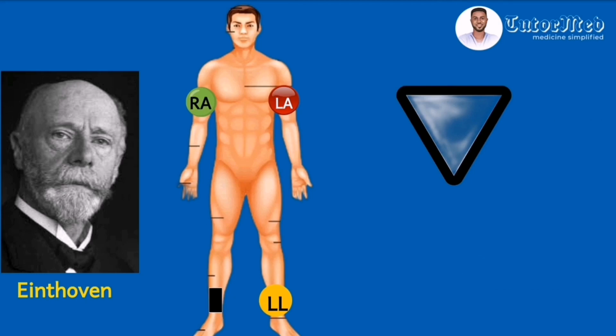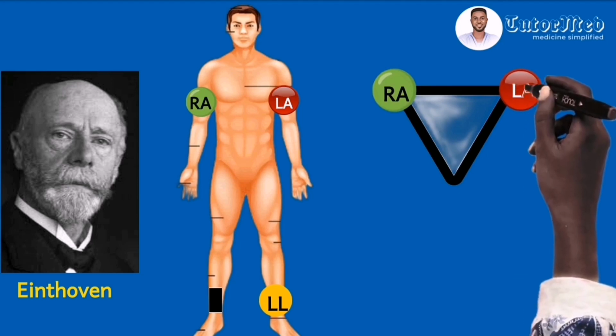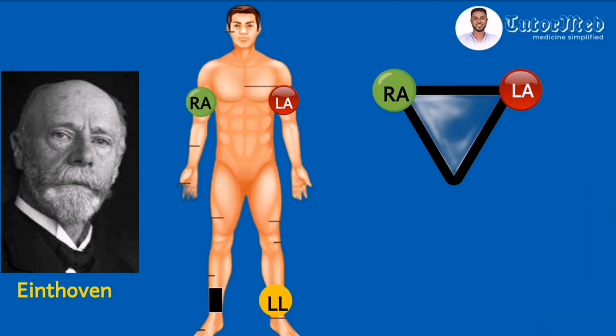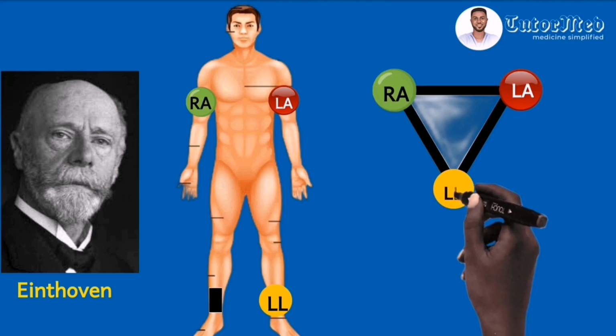Is this triangle important for us to know? Yes, and we will see that in a minute. And so on the Einthoven's triangle, let's put the right arm electrode here and the left arm electrode there. And let's put the left leg electrode here.